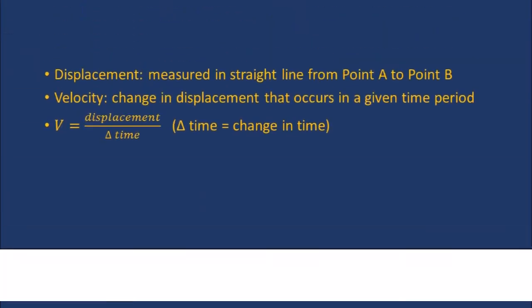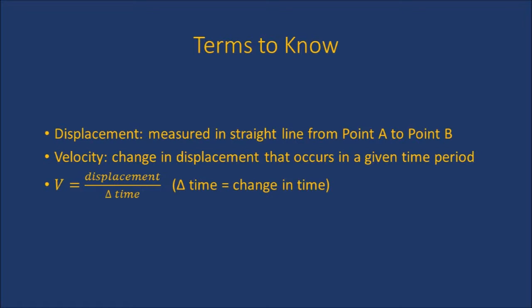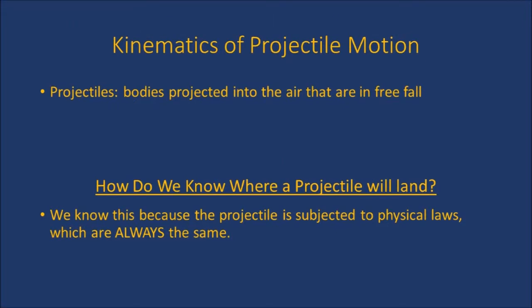We can also measure the velocity of the projectile by measuring the distance traveled from point A to point B, and it is represented by the formula velocity equals displacement over change in time. We will start off with kinematics of projectile motion. A projectile has vertical and horizontal components. The vertical component is influenced by gravity and reflects the maximum height, while the horizontal is not affected by gravity and reflects the maximum distance. So, how can we determine where the projectile will land?